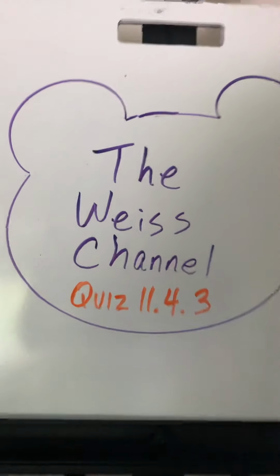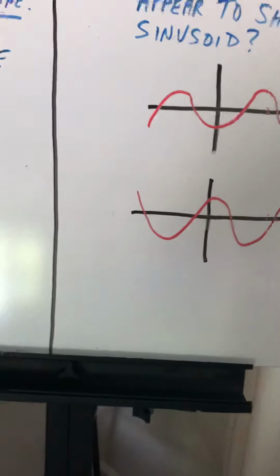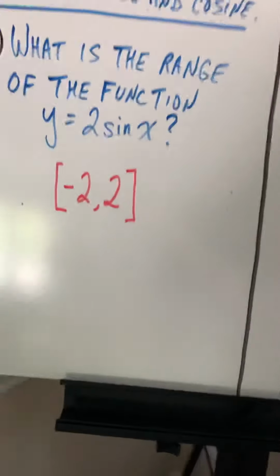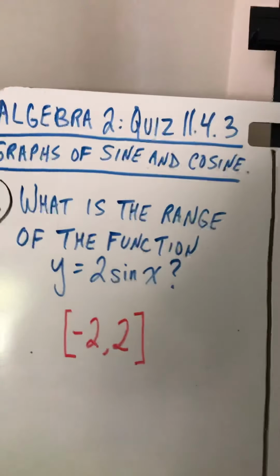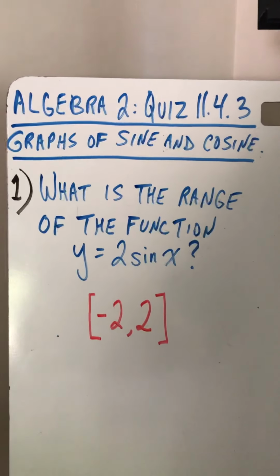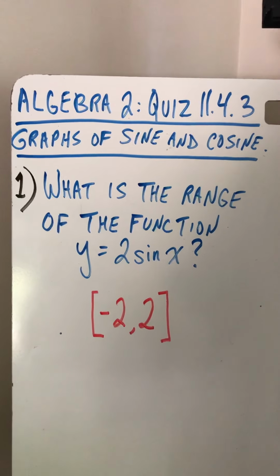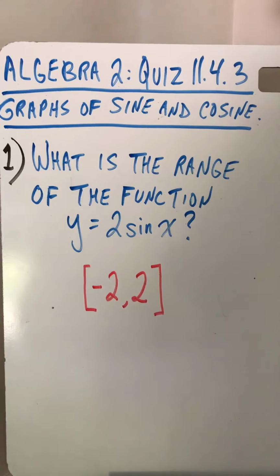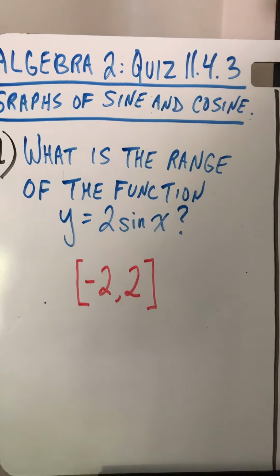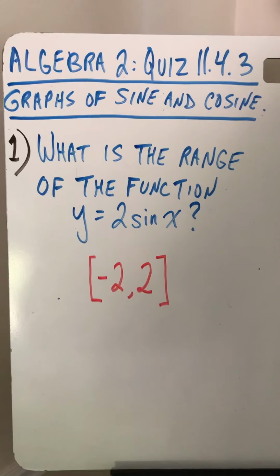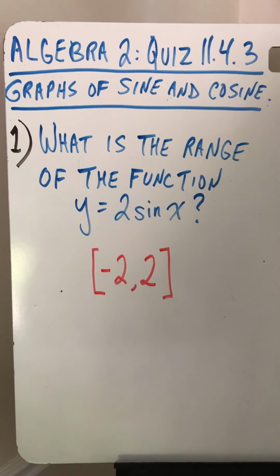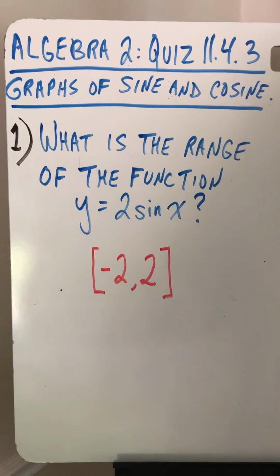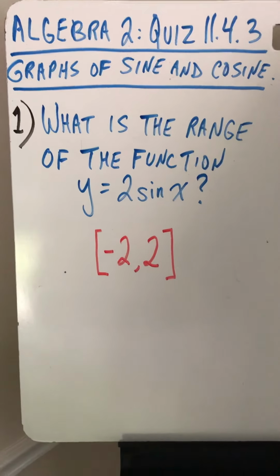Quiz 11.4.3. All right. Here are the answers to this quiz. Quiz 11.4.3, graphs of sine and cosine. What is the range of the function y equals 2 sine x? That's going to be -2 to +2, written as -2, 2.